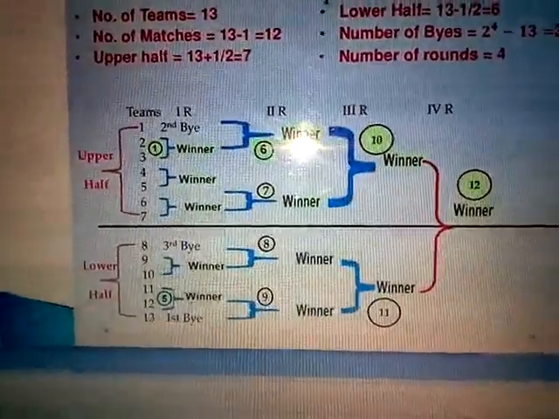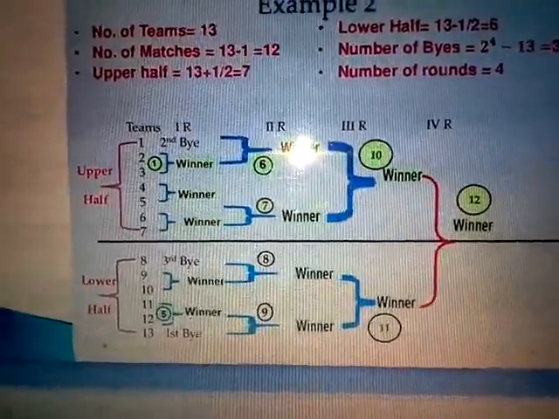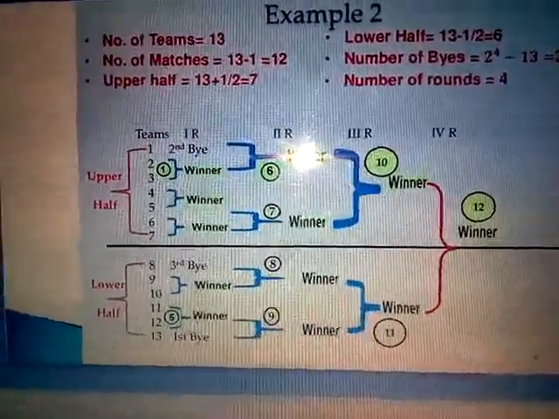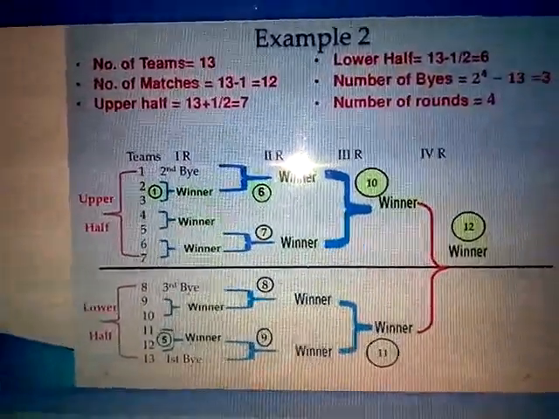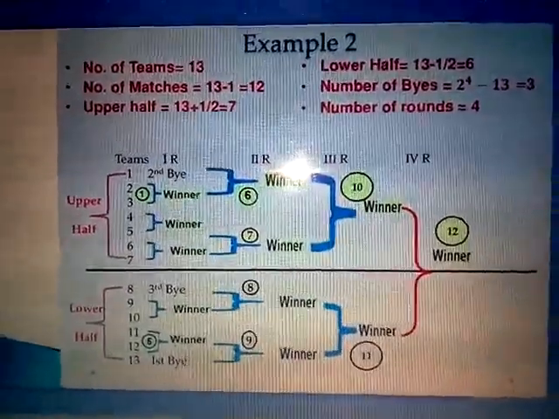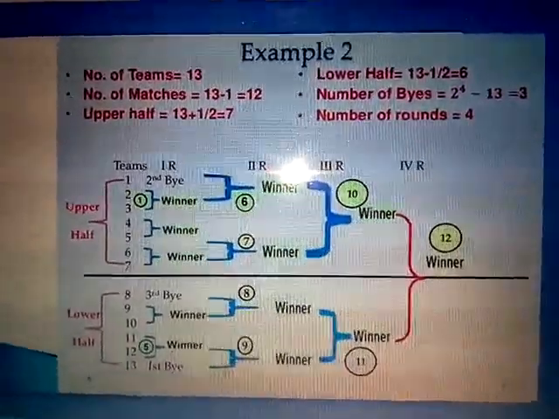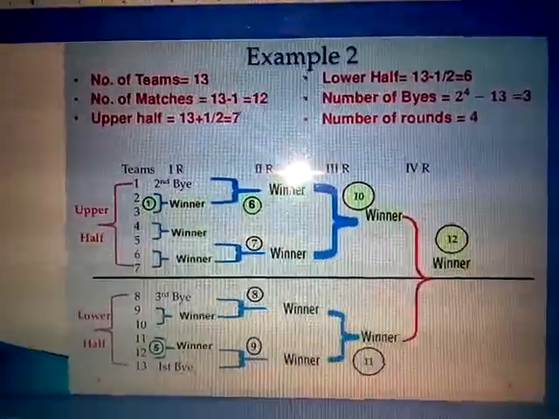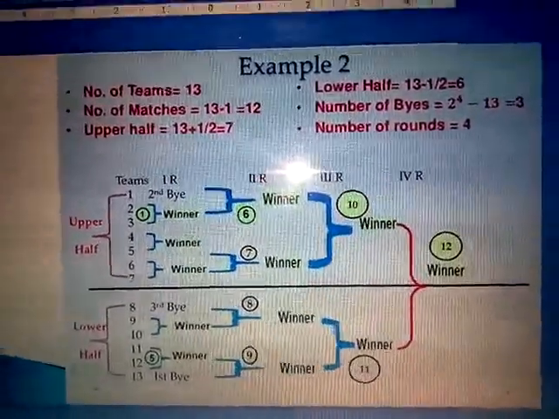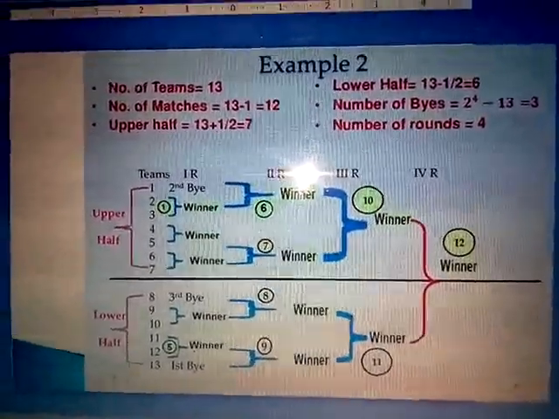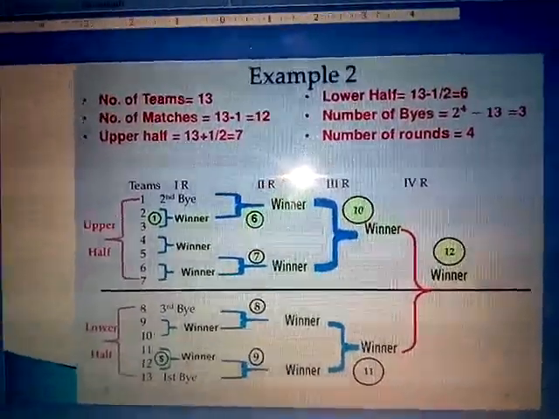You can see in the slide, in the upper half there are 7 teams and in the lower half there are 6 teams. Now, we have already discussed how to work out the byes, using powers of 2. 2 multiplied by 2 is equal to 4. 4 multiplied by 2 is equal to 8. 8 multiplied by 2 is equal to 16. 16 minus the number of teams, 13, so there are 3 byes.